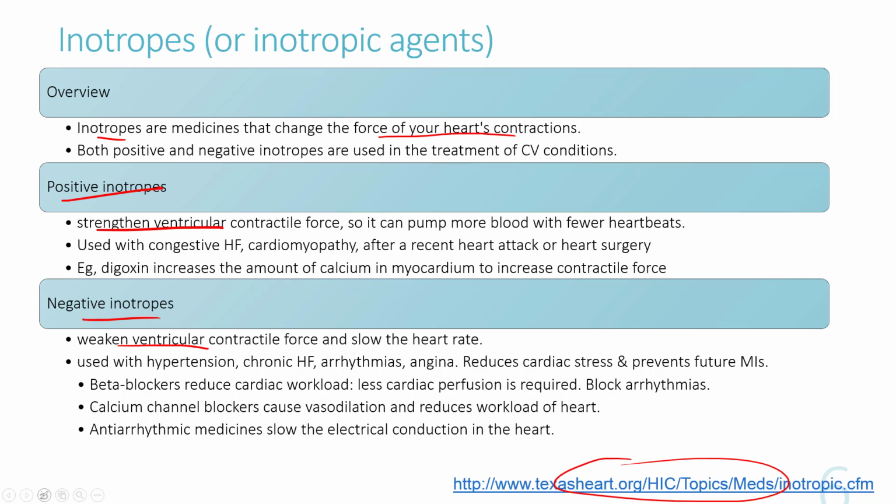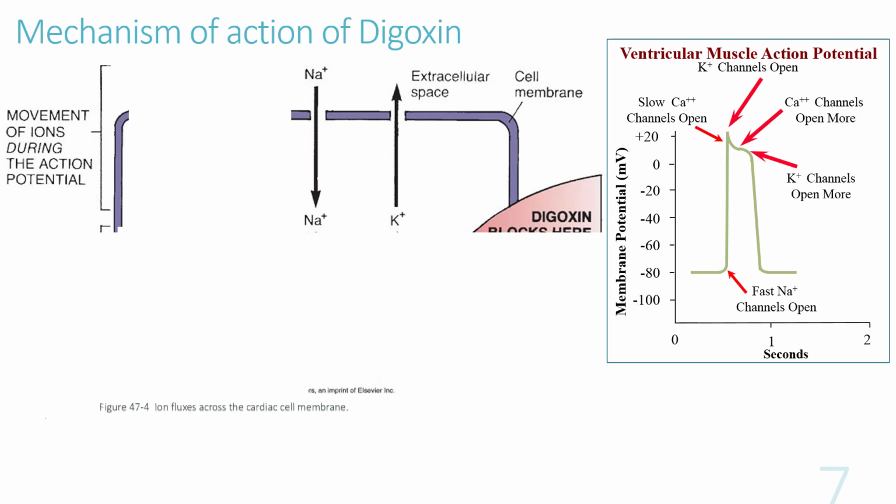Again, you can see over here that there are various different drugs that are used to help manage cardiovascular conditions. Beta blockers, calcium channel blockers, and antiarrhythmic drugs are considered negative inotropes, whereas digoxin is a positive inotrope, because digoxin helps to increase the force of ventricular contraction. So this is how digoxin works. In the normal course of events, you have sodium going in and potassium coming out.